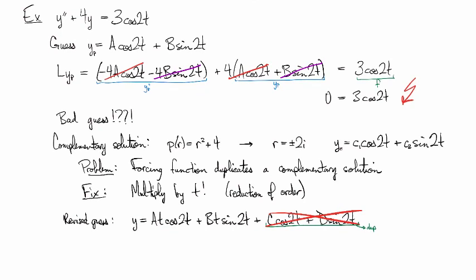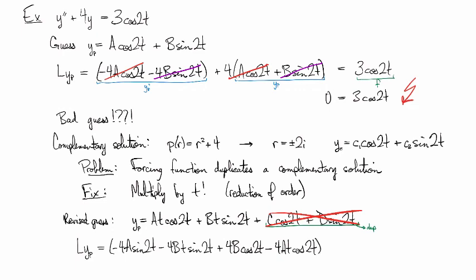Okay, so now if we take this new guess and feed it to our differential equation, what do we have? The second derivative of yp now looks like minus 4a sine 2t minus 4b t sine 2t plus 4b cosine 2t minus 4at cosine 2t. And then we've got y itself, so At cosine 2t plus Bt sine 2t.